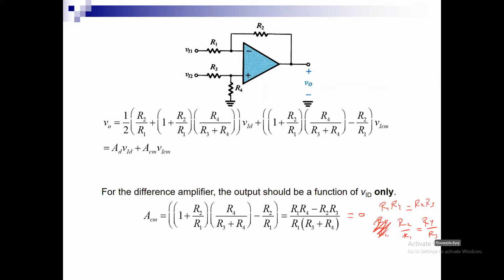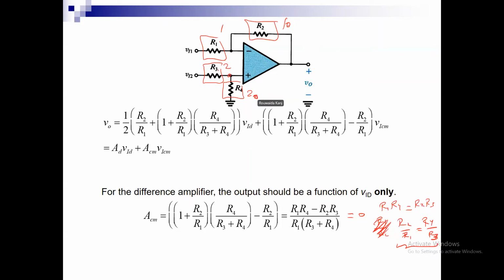R4 over R3. So if I have the feedback R2 over R1, I must place resistors R4 and R3 here, and they have to have this ratio, and this is exactly why we put them here, so that we can satisfy such a condition and set ACM to be equal to 0. So if this is 10 to 1, this can be, I don't know, 22 or something like that.